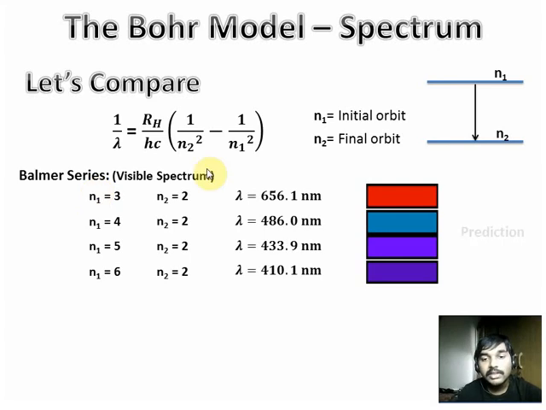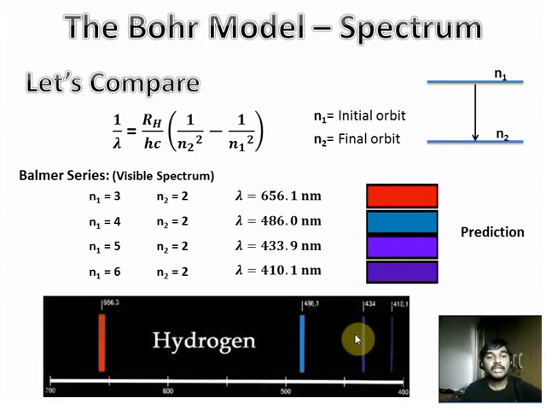Now this is of course the prediction from the model. These are just numbers got by replacing values in this formula. This is just a prediction. I know that 656.1 nanometers is red, I know that 486 nanometers is blue, and so on and so forth. Let's find out what hydrogen gives in experiments.